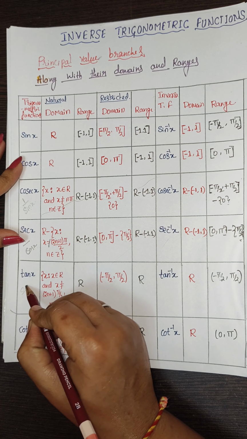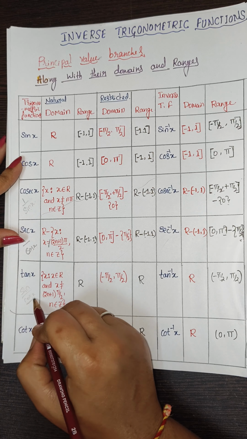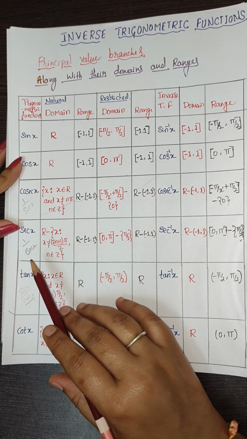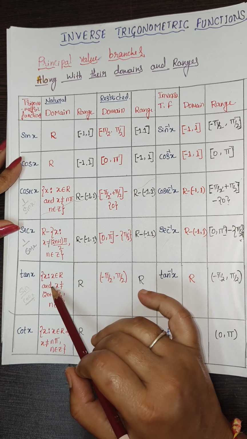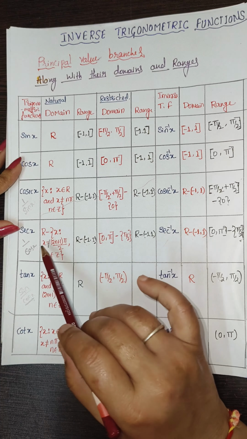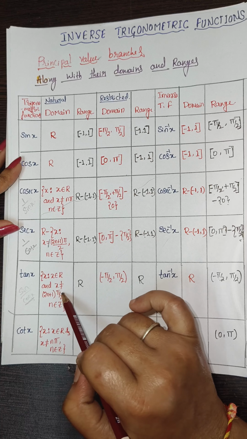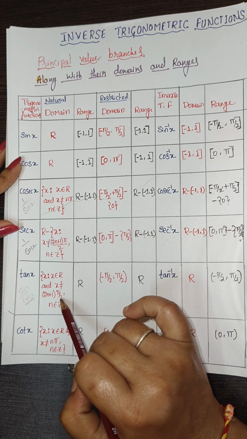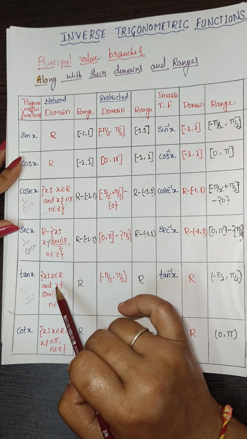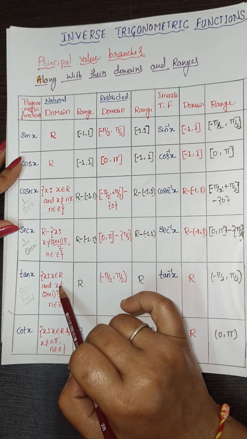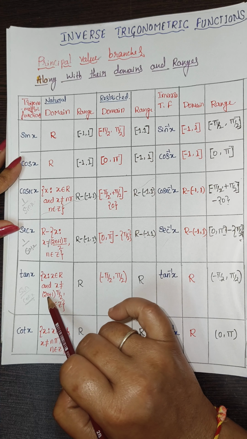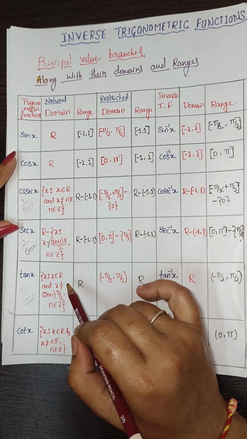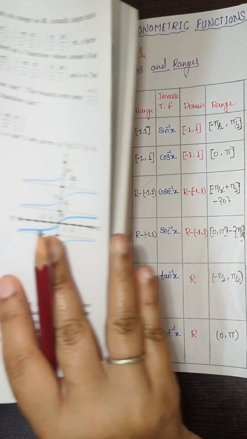Next is tan x. What is tan x in terms of sine and cos? It is sin x by cos x. Again, cos is in the denominator, similar to secant x, so the denominator should not be equal to 0. That's the reason the domain of the natural graph of tan x is also the same as for secant x: all the real numbers except x not equal to (2n+1)π/2. Because cos π/2, cos 3π/2 values will be 0.